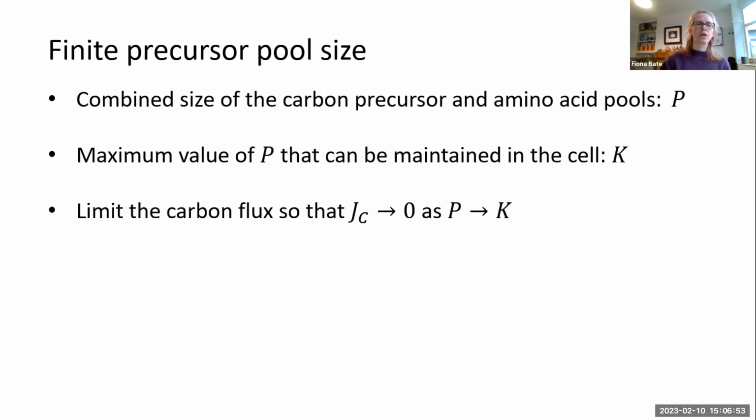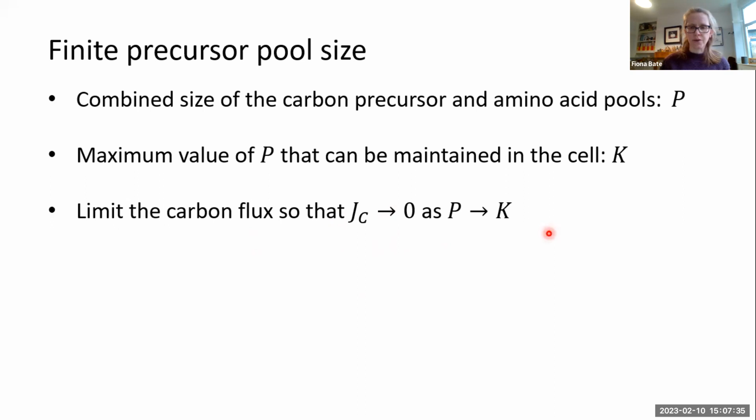Okay, so we're saying that we've got a finite precursor pool size because of the finite size of the cell. So we denote the combined size of all our precursor pools, in our case carbon precursors and amino acids, as P, and the maximum value of P that can be maintained in the cell is capital K. What we want to do is limit the carbon flux entering the growth pathway, JC, so that JC tends to 0 as P tends towards K.